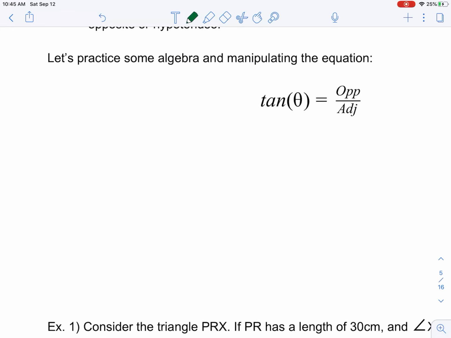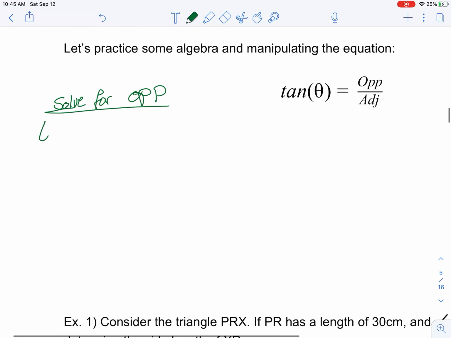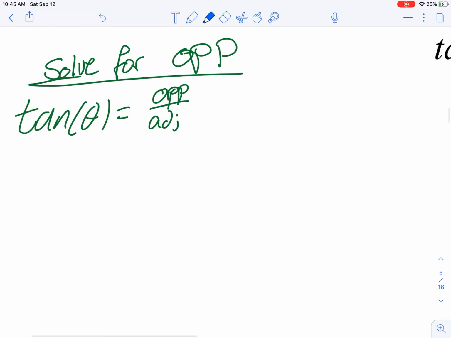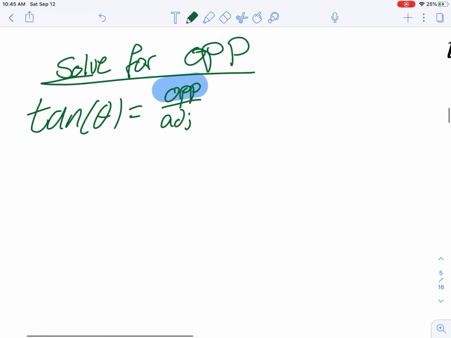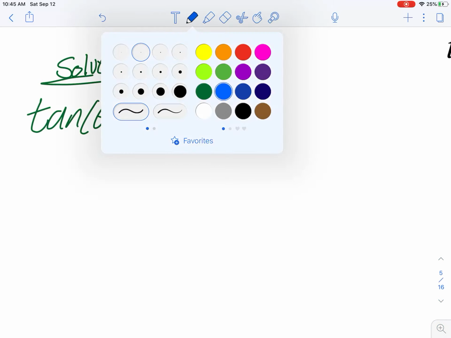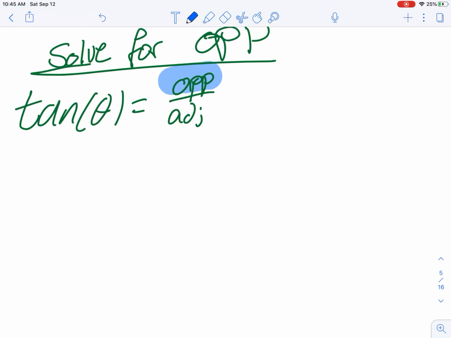So how do I manipulate? Okay, so I'm gonna solve for opposite on this side. Okay, so we have our ratio. We have tan angle equals opposite over adjacent. Now say I want to solve for opposite. Say I have the angle and I have adjacent and I need to solve for the opposite. How do you do that?